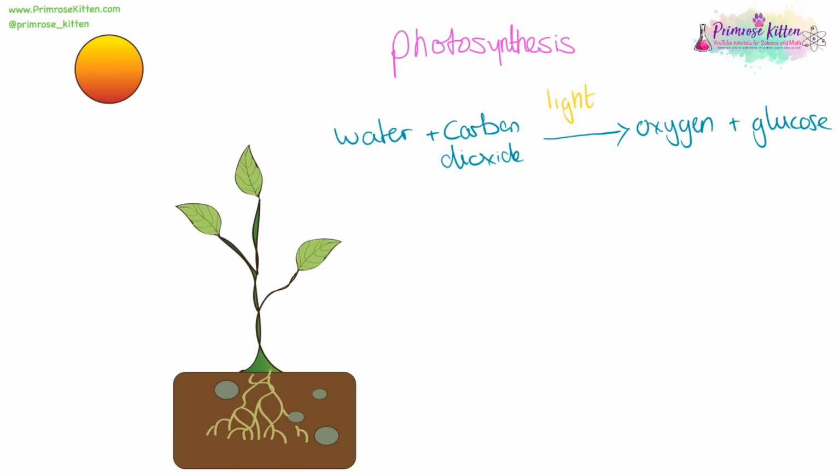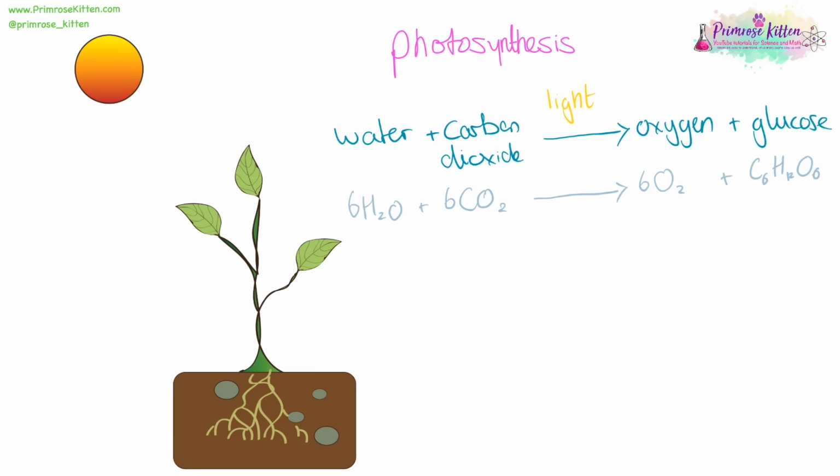You also need to know the symbols for these. So water is H2O plus carbon dioxide, which is CO2, goes to oxygen, O2 plus glucose, which is C6H12O6. This needs to be balanced, but it's a nice easy one to balance because it is 6, 6, 6. So you can just remember that it's 666. And when you're writing out your formula, make sure your numbers are little and are in the correct place.